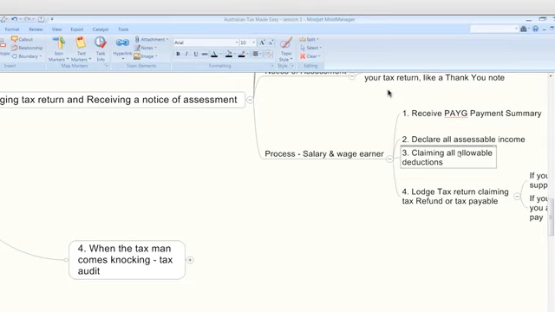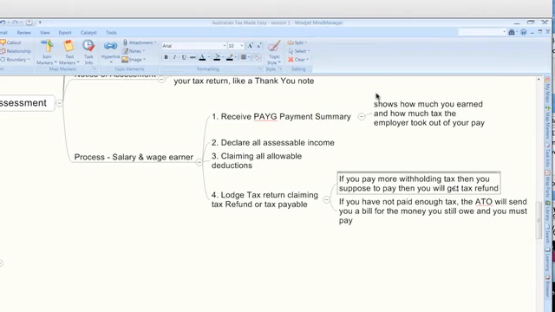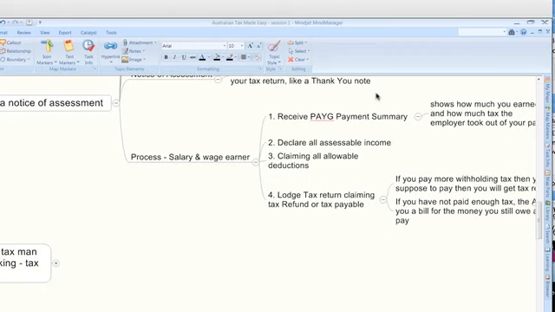But not only that, they're going to add a penalty, depending on whether you intended to cheat or not. They can penalize you up to 95%, which is double, on the tax that you have to pay, plus the interest that you have to pay. It's a lot of tax. So you lodge your tax return, claiming your tax refund or payable. Just to repeat: if you pay more tax than you have to, then you get a tax refund. If you don't pay enough, then the tax office will send you a bill and you have to pay them. So the notice of assessment is just like a thank you note: thank you for lodging your tax return. Here's your bill. You haven't paid enough.